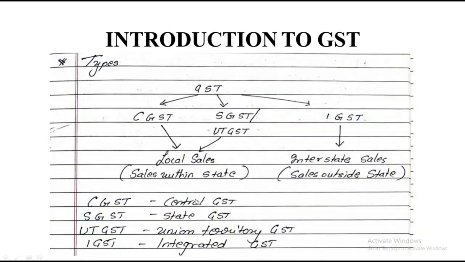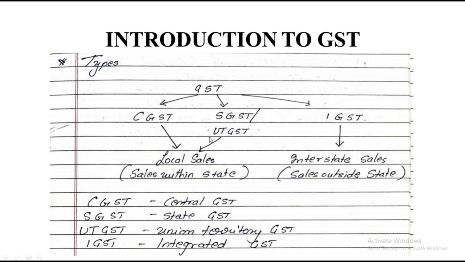Next comes: what are the various types of GST? GST is broken up into a few types. We have CGST, known as Central GST; SGST, known as State GST; UTGST, which is nothing but Union Territory GST; and IGST, which is Integrated GST. CGST and SGST or UTGST are applicable when you have local sales, that is, sales within the same state or the same union territory.